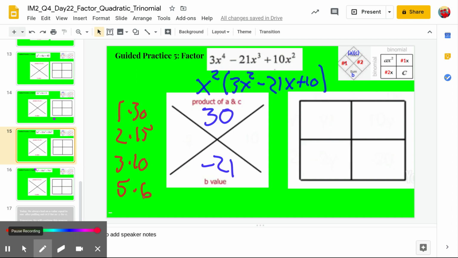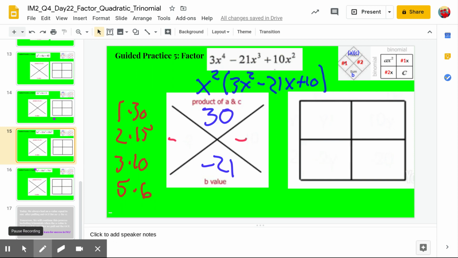So since they add to a negative number, we know they both have to be negative, because negative times a negative is a positive. They have to add to a negative number. But 30 and 1 get you 31. 2 and 15 will get you 17. 3 and 10 will get you 13. And 5 and 6 will only get you 11.